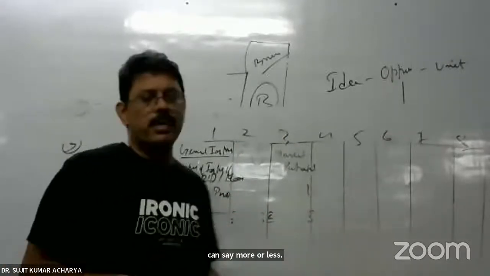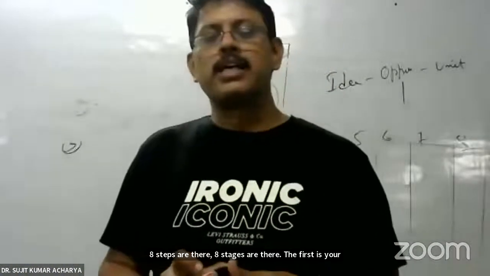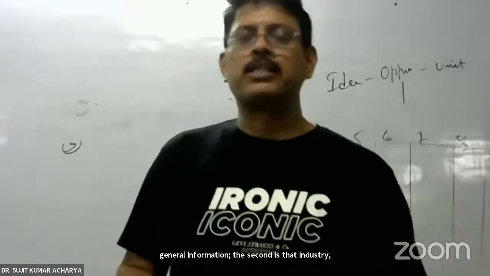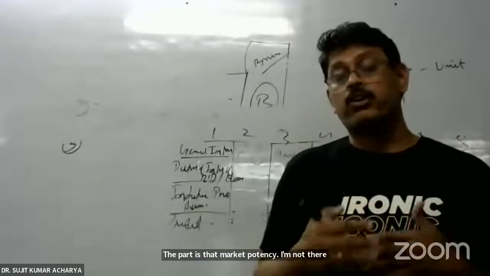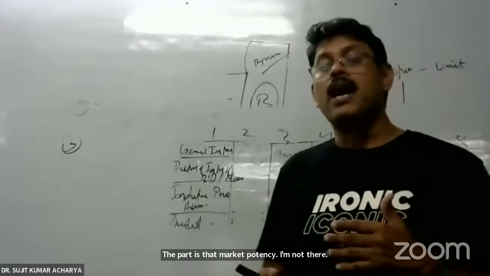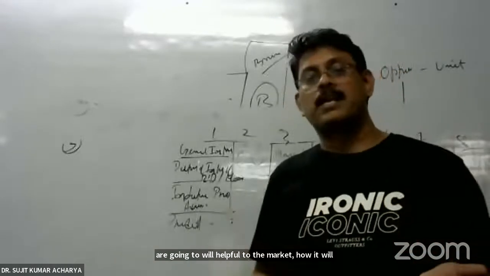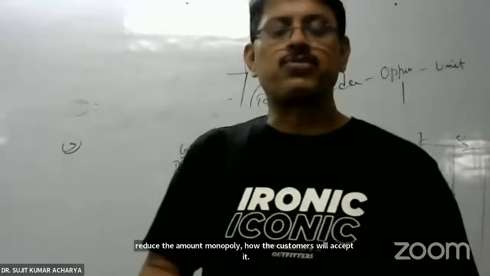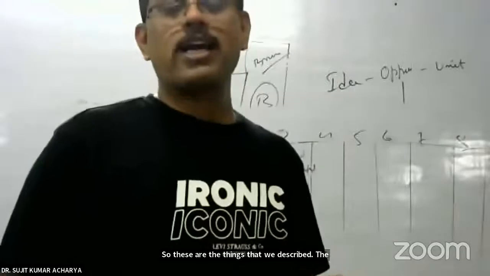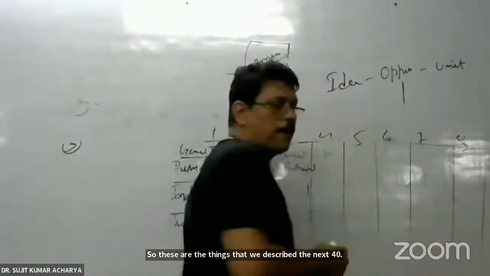The first is your general information. The second is industry descriptions. The third is market potential. Now there you need to write down how the product which you are going to produce will be helpful to the market, how it will reduce the monopoly, how the customers will accept it. So these are the things that are to be described. Then next, fourth is your capital costs and sources of finance. The capital cost and the sources of finance.